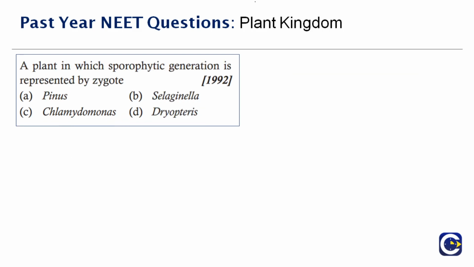Now look at this question here. This question was asked in the year 1992. A plant with sporophytic generation is represented by zygote. What do you mean by the question? A plant in which the sporophytic generation is represented by zygote. We all know it cannot be Pinus, it cannot be Selaginella for sure. So the answer should be between option C and D, Chlamydomonas and Bryophytes. But the correct answer goes to Chlamydomonas.